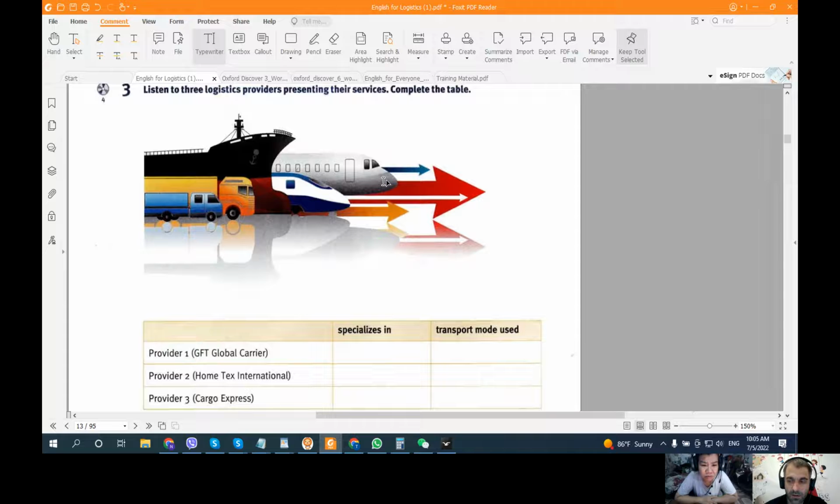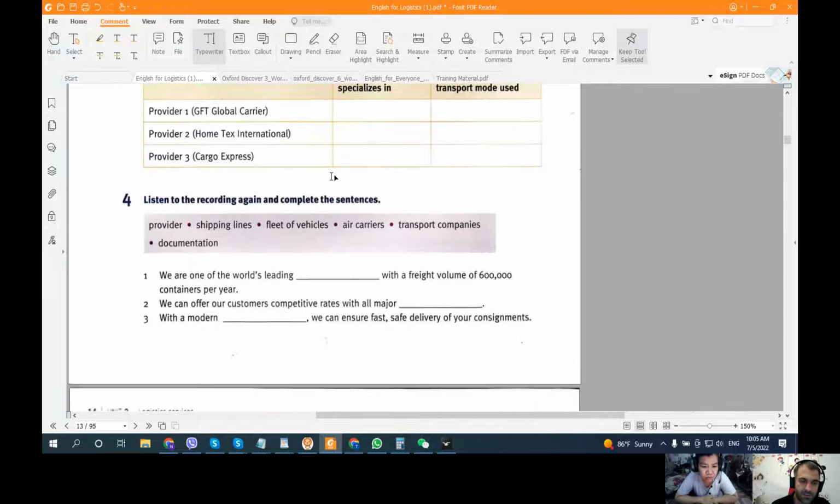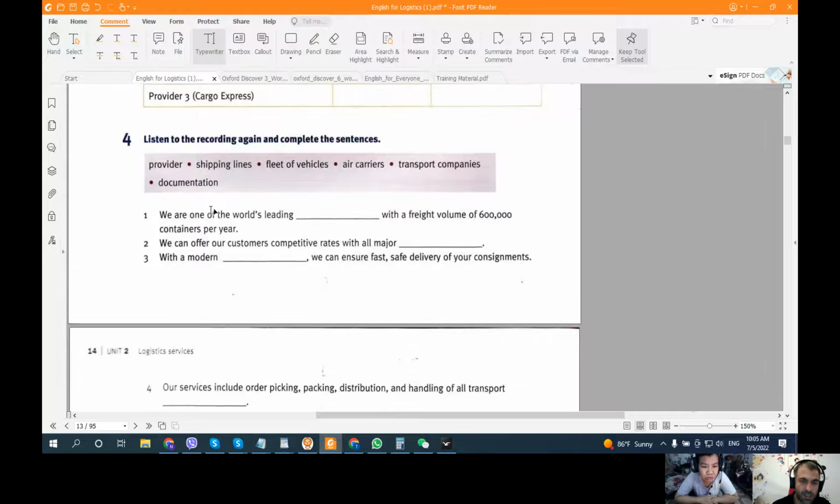And in your opinion, which type of transportation is the best? What do you think? I think the best depends on what products we transport. Okay, now listen to the recording and complete the sentences. Okay, now can you please read the sentence number 1?